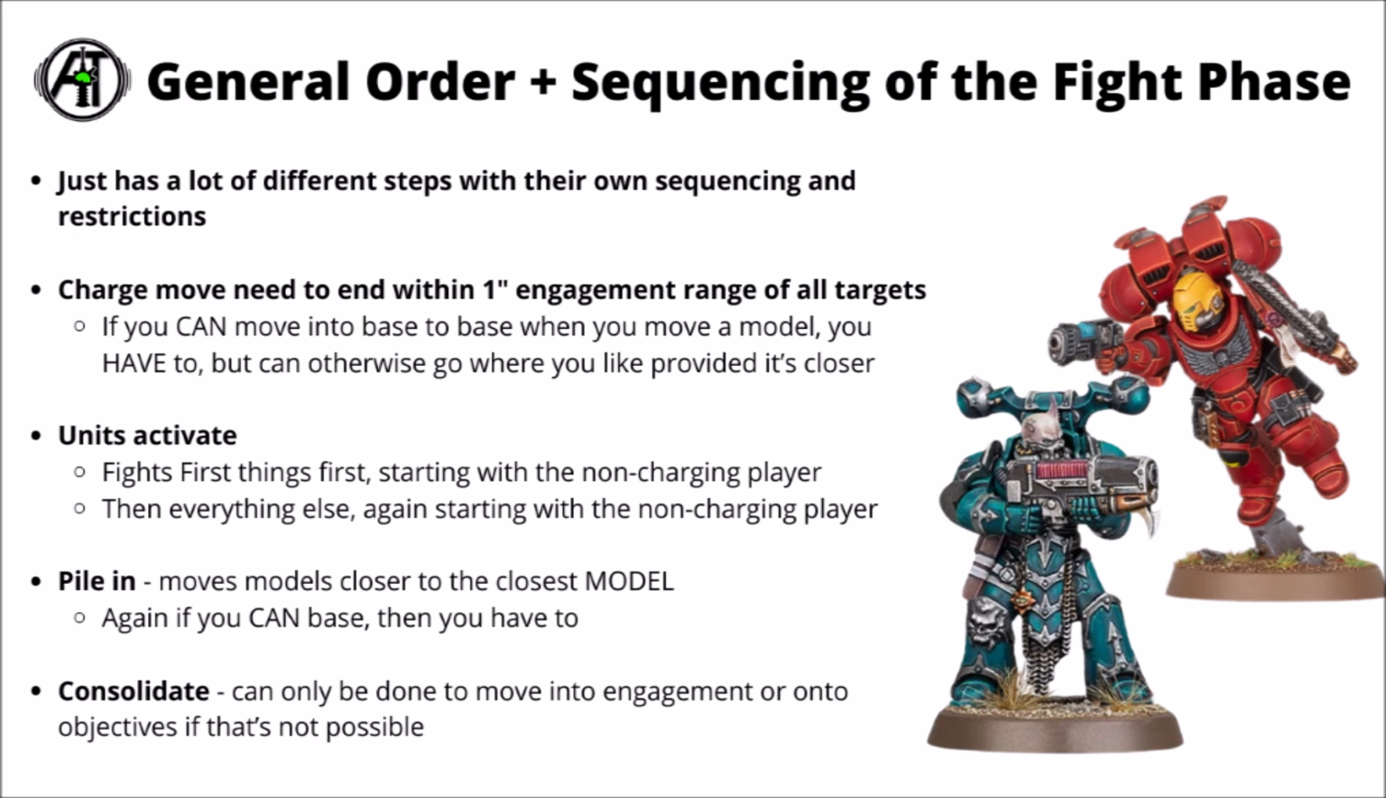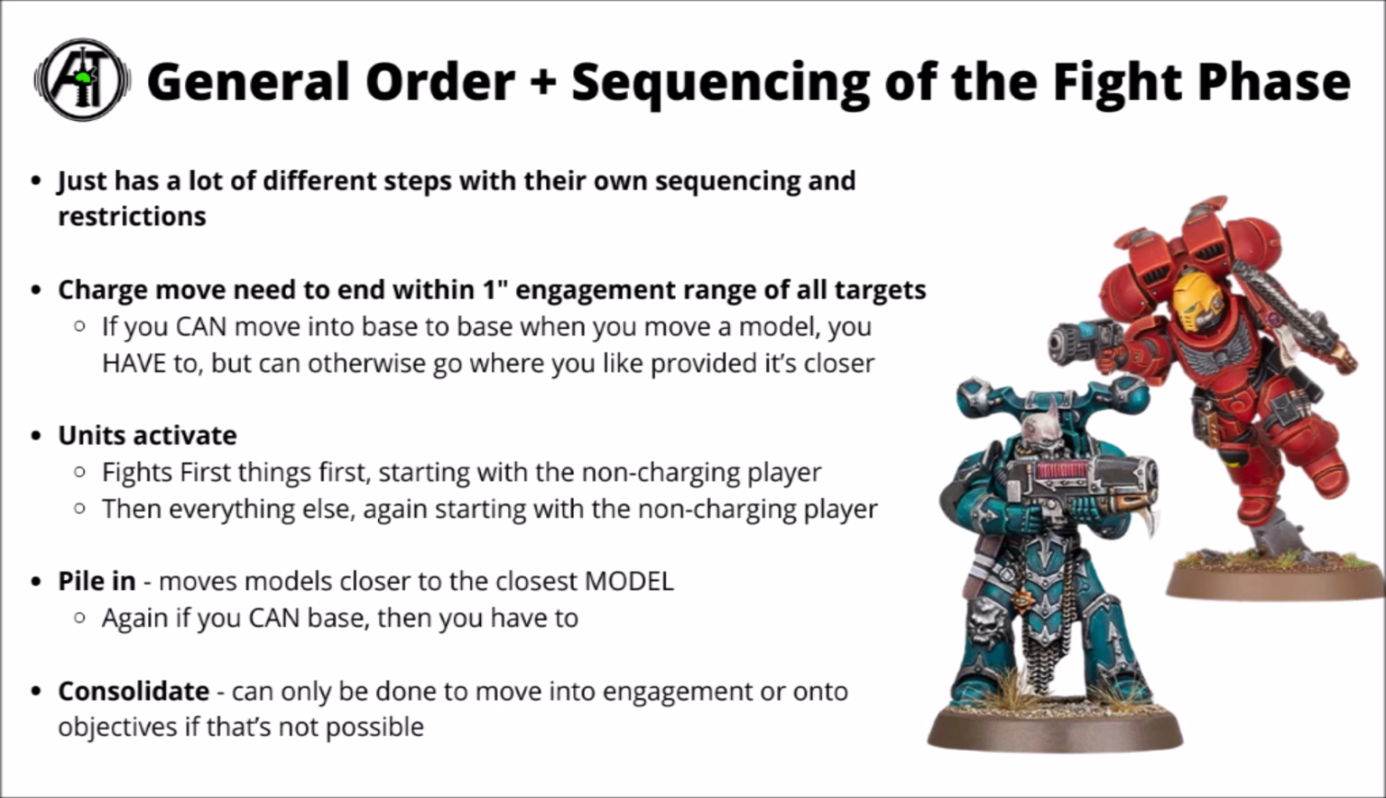Then pile-ins and consolidates are often just not really done too much or not done properly by a lot of people. Rather than being checked per unit, this one's checked per individual model. Each model needs to move closer to the closest enemy one, and again if you can base then you need to. And then consolidate can only be done in 10th edition if you're moving into engagement range or onto objectives, only if that's not possible, and follows similar rules to the pile-in.